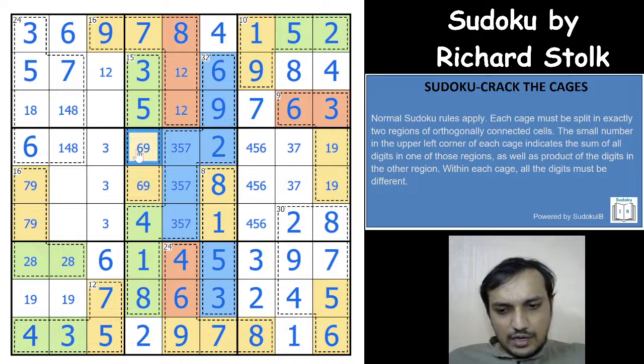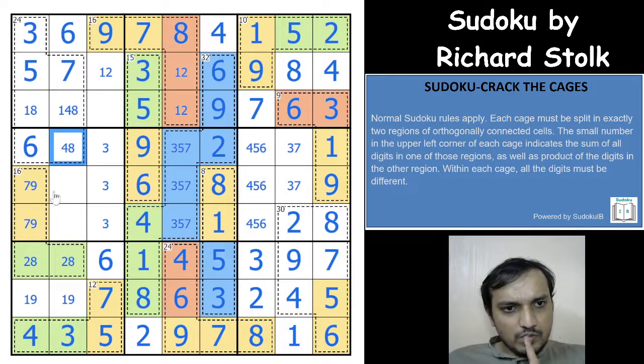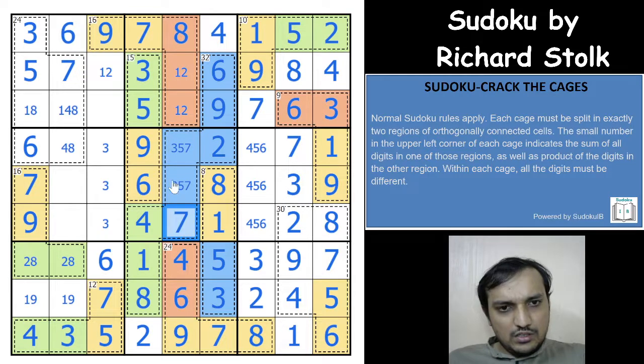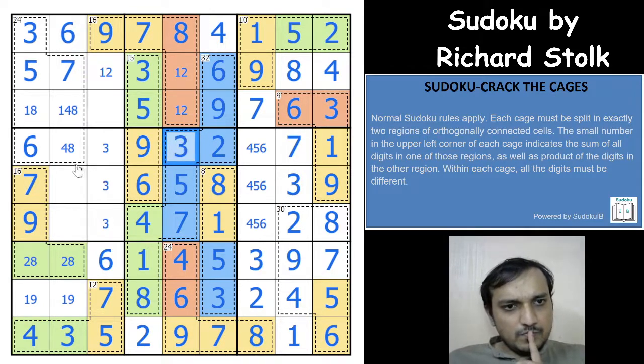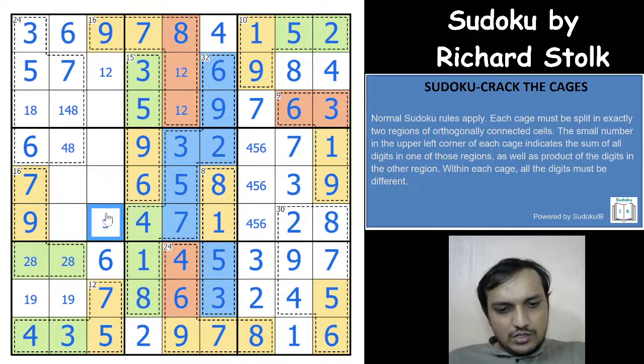This 6 gives you a 9 here and a 6 here. That gives you 1 and a 9 here. That eliminates 1 from this cell. That gives you 7 and a 9 here. That gives you 3 and a 7 here. 7 and 7 gives you a 7 here. 5 and a 3. That gives you a 3 here.